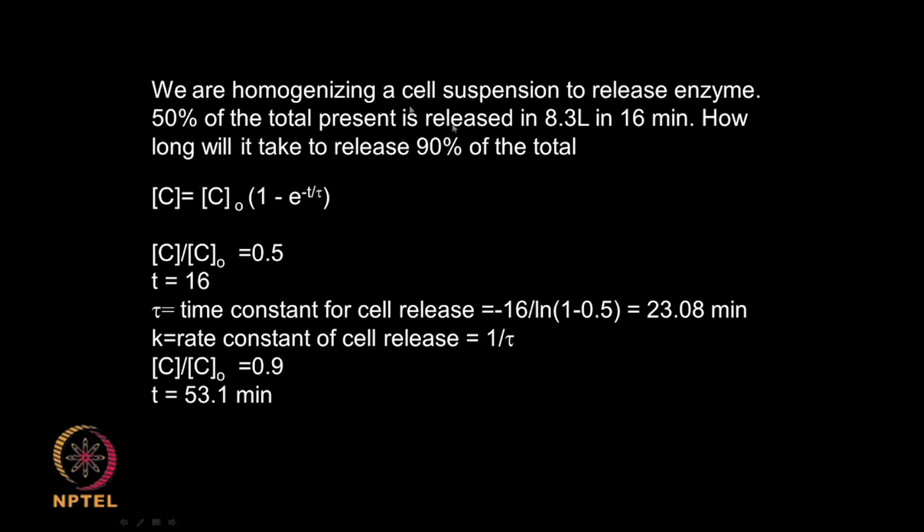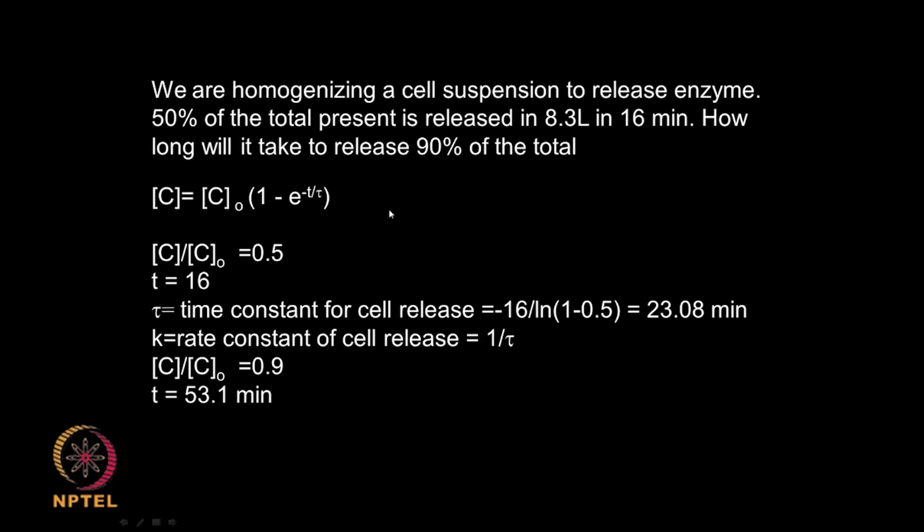Now, the second part of the problem is how long it will take to release 90% of the total. That means C by C naught will be 0.9, and now we know tau, which is 23.08. So, we substitute that into this equation and we are supposed to estimate this time t. So, when we do that, we get an answer of 53.1 minutes. So, for 50% release it takes 16 minutes, for 90% release it takes 53.1 minutes.